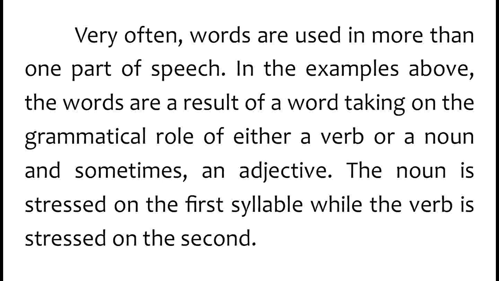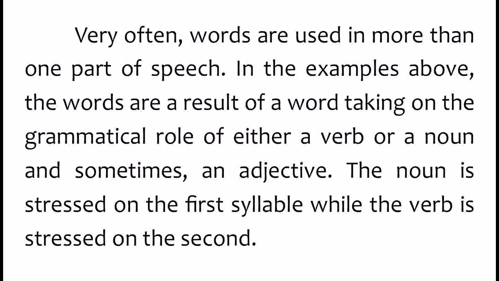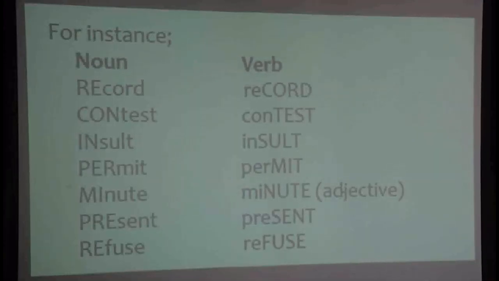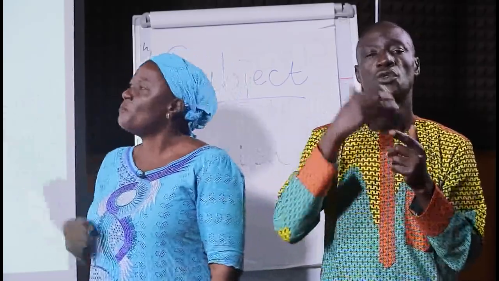Very often words are used in more than one part of speech. In the examples above, the words are a result of one word taking on a grammatical role of either a verb or a noun. Sometimes some of these words take the form of adjectives. The noun is stressed on the first syllable, while the verb is stressed on the second syllable. For instance, we have the noun REcord, and the verb reCORD, where the capital letters mean the stress, when you pronounce, we'll hear more of the stress.